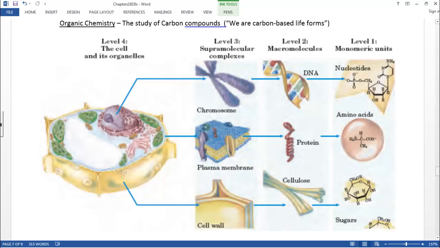Last topic, organic chemistry, a whole other field of chemistry. This one is devoted to carbon. You may have heard the expression that we're carbon-based life forms. Yeah, so the molecules of life often contain carbon. You can break this down, look at it more closely.